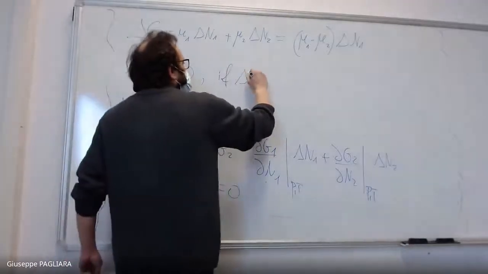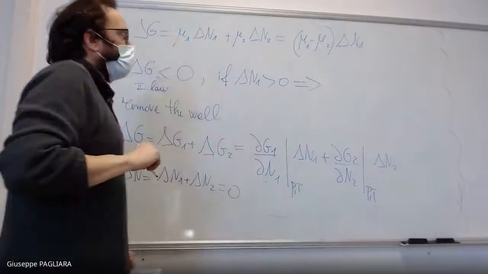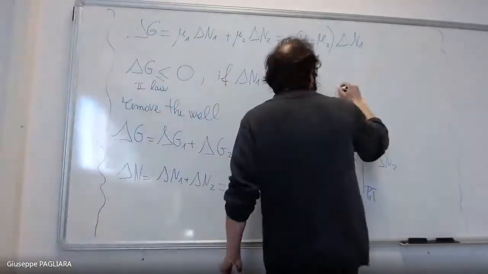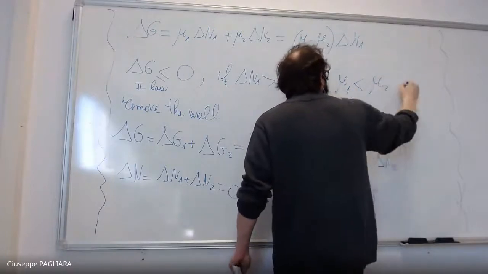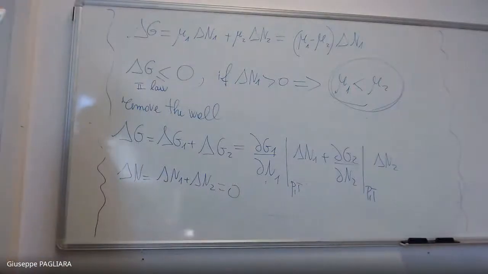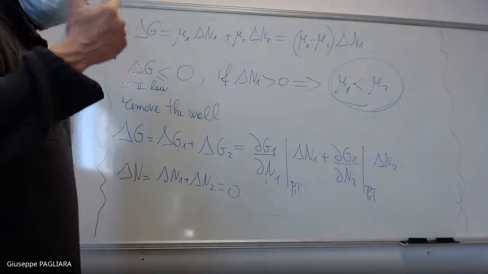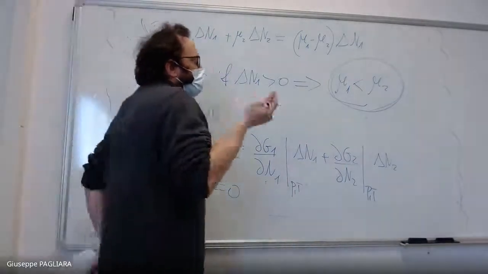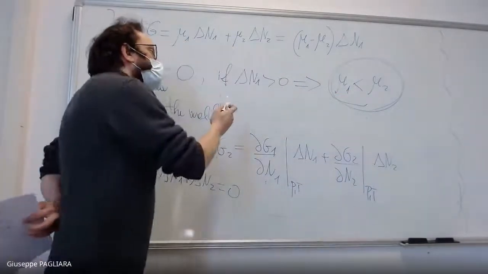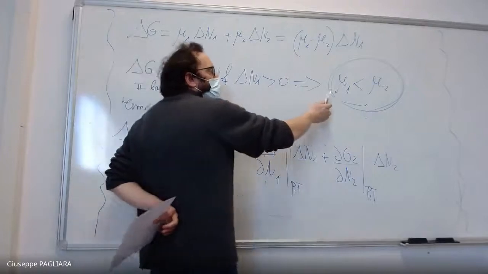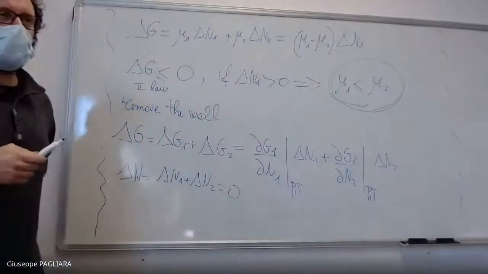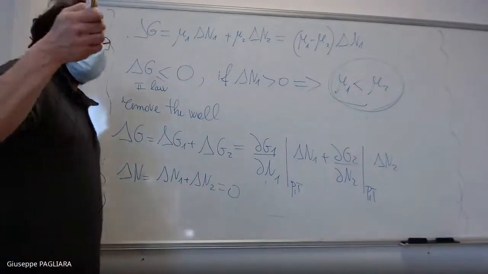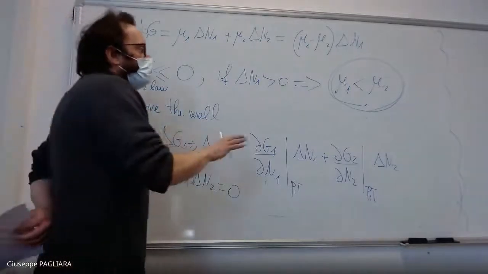Therefore, if delta n1 is positive, then it must be that mu1 is smaller than mu2. So the second principle of thermodynamics in this system, which is a fixed pressure and fixed temperature system, tells me that the system will evolve in such a way that the number of particles of one increases if the chemical potential of one is smaller than the chemical potential of two, which means that we will have a flow of particles from 2 to 1, so from the high chemical potential region to the small chemical potential region. So this is the second law.